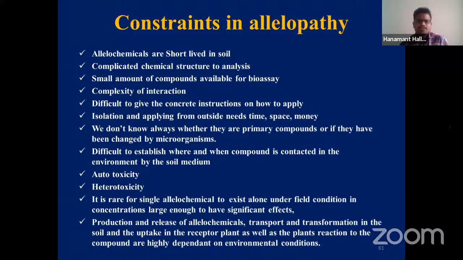So I just discussed the constraints in allelopathy. There are many constraints. Allelochemicals are short-lived in the soil. We don't know the exact time of activity in the soil. Then, complicated chemical structure to analyze. There is similarity among the chemical structures, so it is very difficult to identify. Then small amounts of compounds are available for bioassay. You will not get a good amount of chemicals for the bioassay.